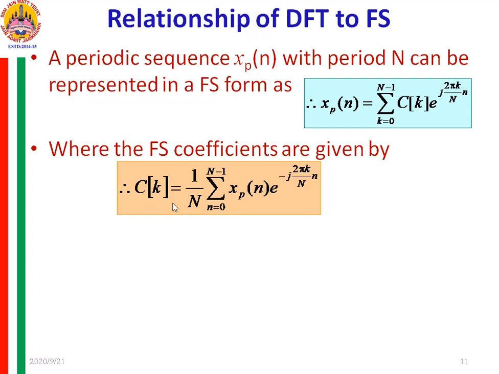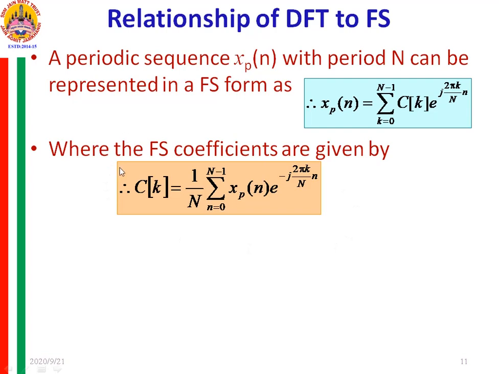So, Ck is equal to 1 by N summation n from 0 to N minus 1 xp of n e raised to minus j2 pi k n by capital N. Now this xp of n is periodic with the period of capital N. If xp of n is periodic with period capital N, this inverse transform gives you Ck from it. To obtain Ck from xp of n by the DFS equation, we use this expression.